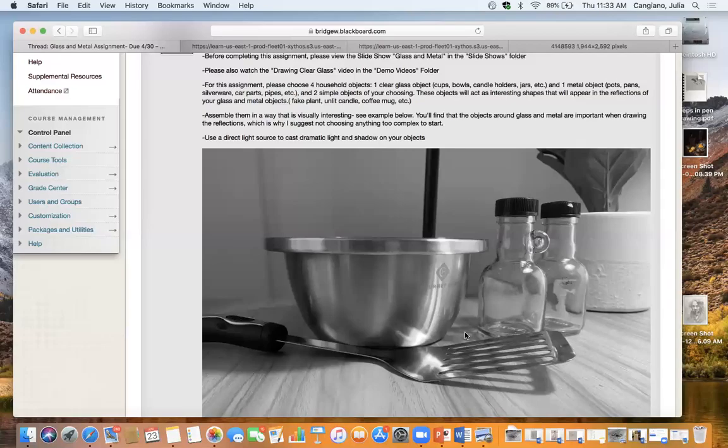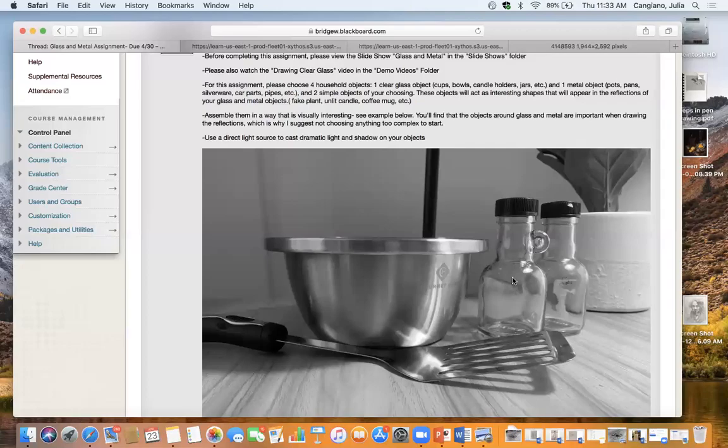So it'll be due a week from today. And as usual, use a direct light source to cast dramatic light and shadow on your objects. And this, like the drapery assignment, is going to be pretty important, because as you can see, the light and the shadow, and making sure that you can see them clearly on the objects and under the objects.